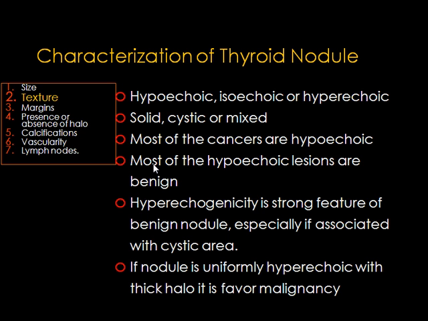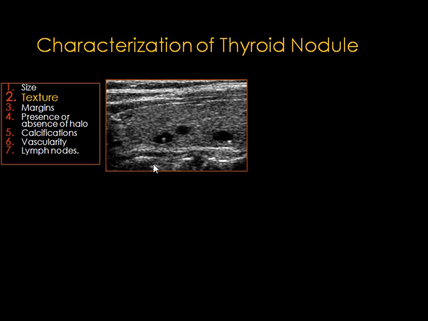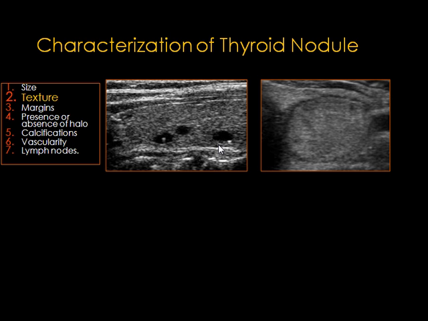However, if a nodule is uniformly hyperechoic with a thick halo, it favors malignancy. This is an example of a solid hyperechoic nodule with a cystic area, suggestive of benign nodular hyperplasia. This is another example of a solid nodule, but in this nodule it is homogeneous and uniform in addition to the thick halo. This suggests malignancy.